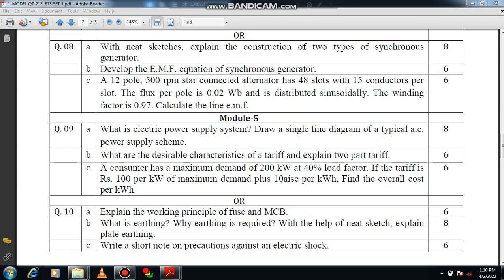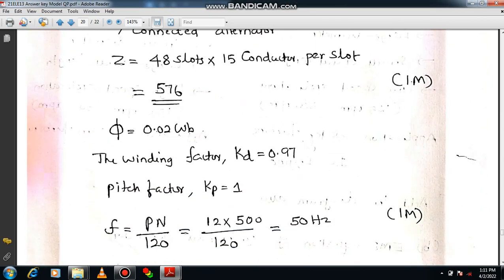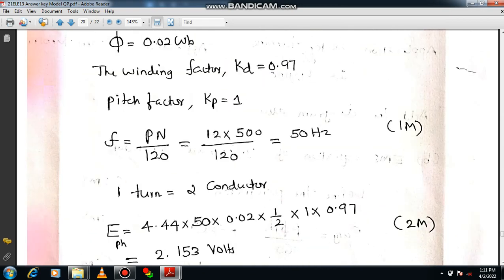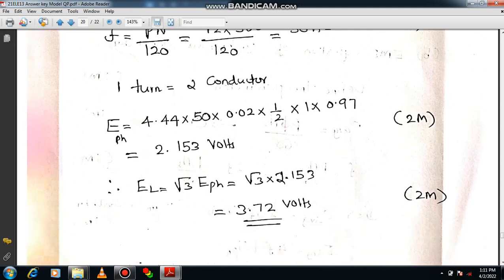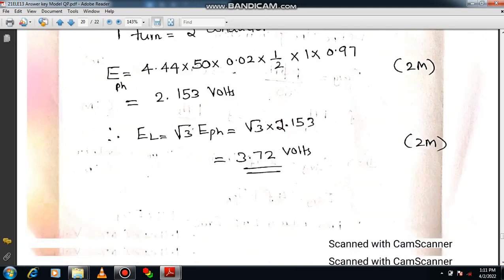Another question is related to the EMF equation of alternator. Anyway you have derived it, definitely you can solve it. You are supposed to write all the given data. Then you have to calculate the total number of conductors Z. Then phi is already given. Then frequency you are supposed to calculate. Afterwards you can use the EMF equation formula, so the phase voltage you will get. If you know the phase voltage, you can calculate the line voltage, because it's a star connected system. EL is equal to root 3 E phase.